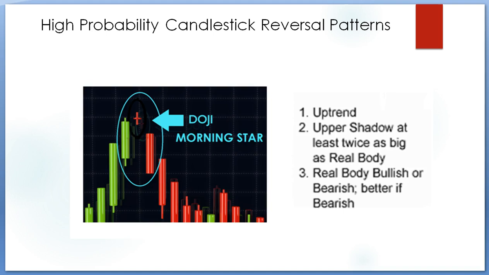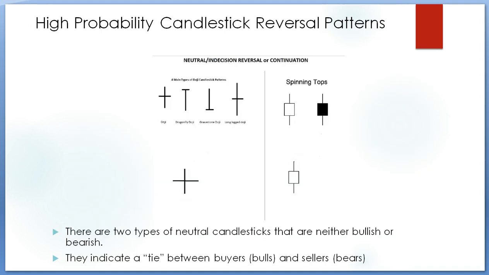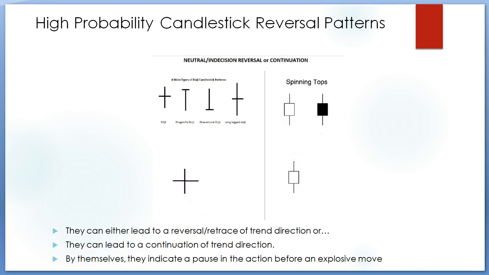Now, we talked about 2 types of candles. We talked about the selling candles, or the bearish ones, and the bullish ones, which are the buying candles. But there's another family of candles called the neutral or indecision candles, and these are the dojis and spinning tops. They indicate a tie between the buyers, the bulls, and the sellers, the bears, because the open and the closing prices are like, small. They can either lead to a reversal or retrace of trend direction, or they can lead to a continuation of trend direction. By themselves they indicate a pause in the action before an explosive move.